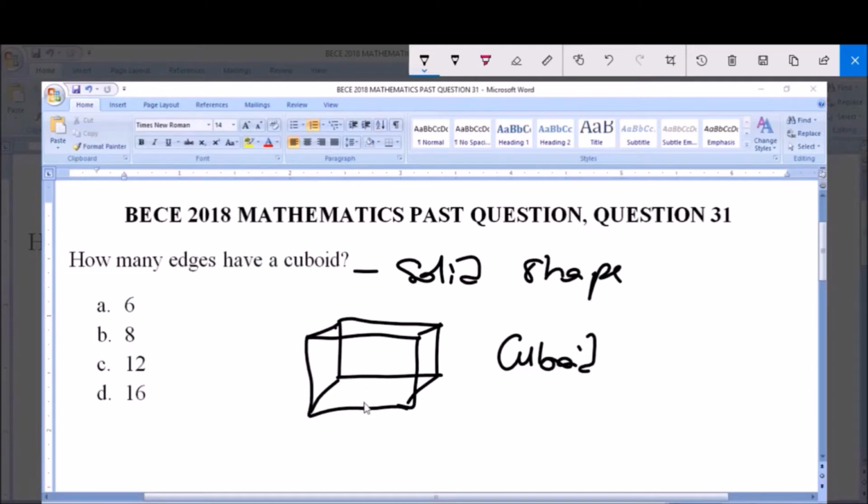Now, for us to find the number of edges, we count all these. This here is an edge. This is an edge. So we count the number of these edges of the cuboid to find the number of edges possessed by a cuboid. Now let's start with the counting. Here we have 1. Then here we have 2. Here we have 3. Here we have 4. Then here we have 5. Then this will give us 6. This will give us 7, 8, 9, 10, 11, and this will give us 12.